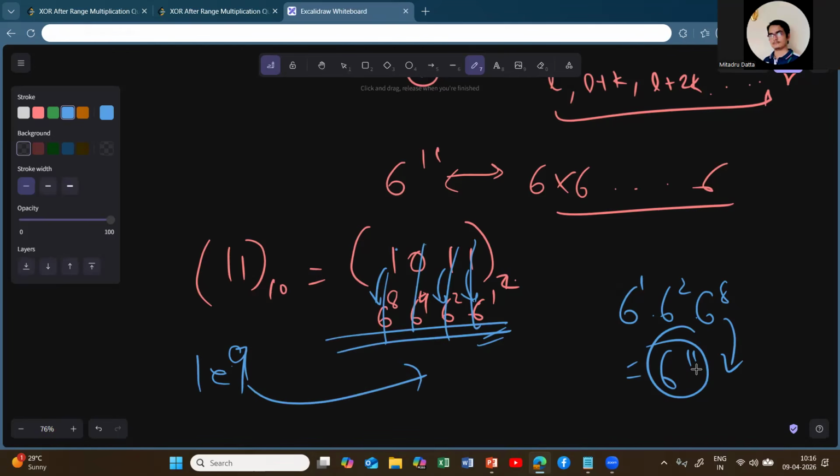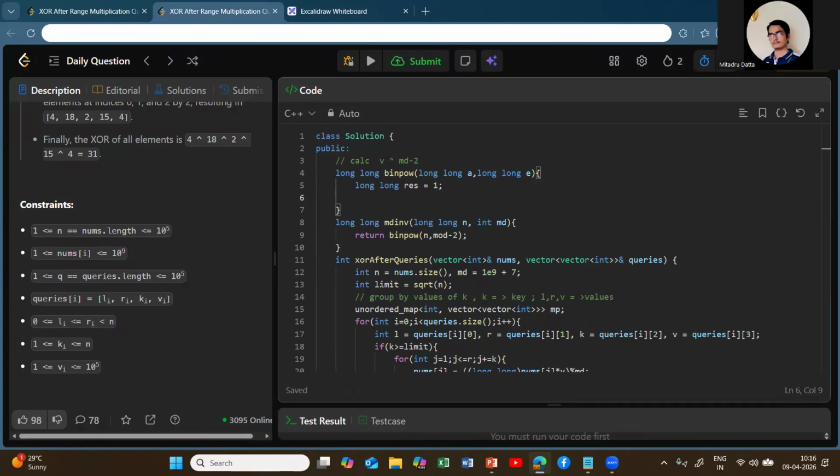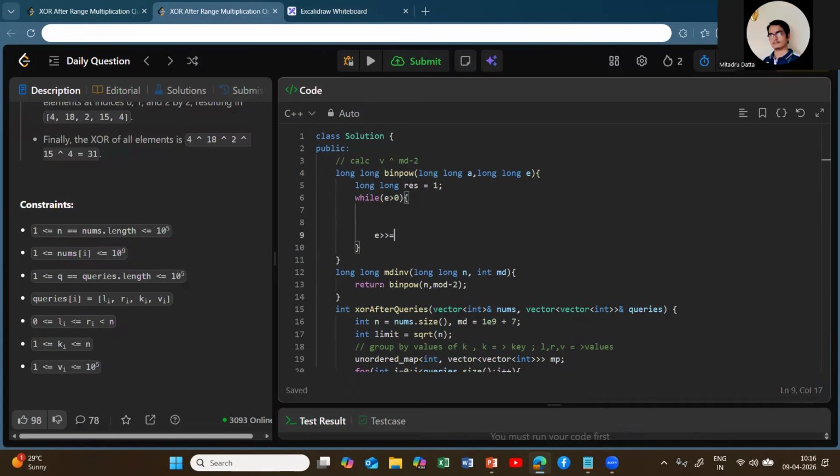If a bit is set, you just multiply that value with your result. Okay, so that is exactly what you need to do. Long result, let's say you initially have it as 1. While this exponent value is greater than 0, all you do is keep right shifting the exponent by 1, and you check if you have a set bit. It means you just do AND with 1, right? AND with 1 tells you whether the last bit is 1 or 0.